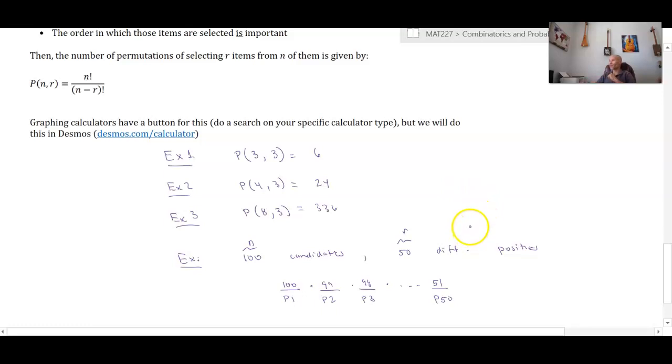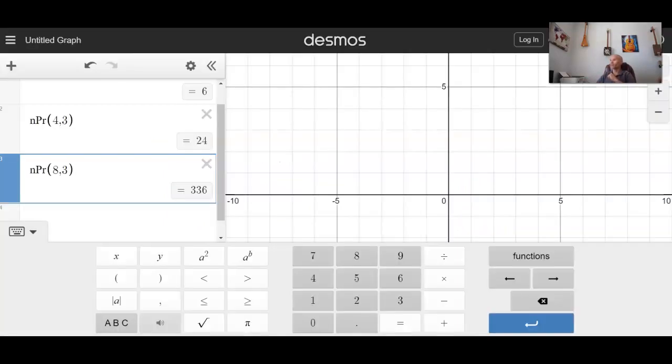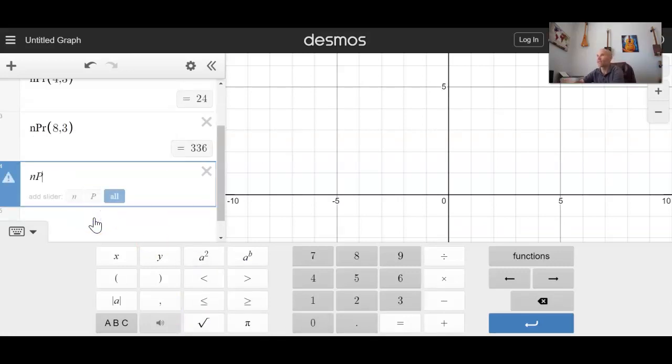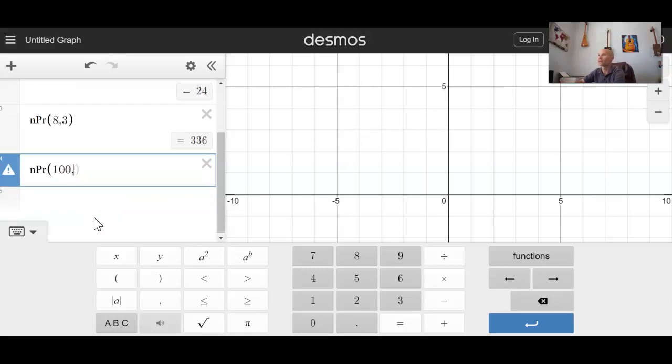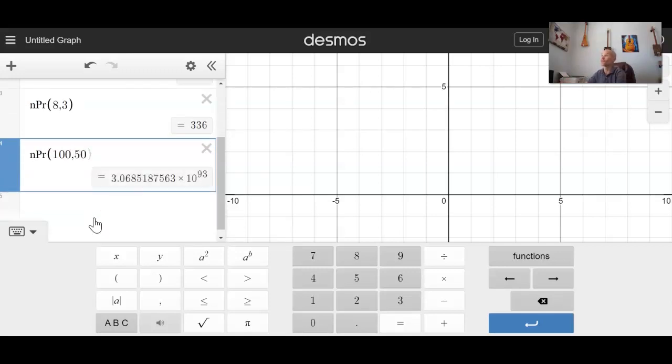So that's a lot of multiplications to try to do in the calculator, but if I type in simply nPr 100, 50, well, first of all, it's an astronomically large number. It's 3.0685 times 10 to the 93rd. So this decimal place moves over 93 slots, and that is in fact how many different ways you could fill 50 different positions with 100 people.